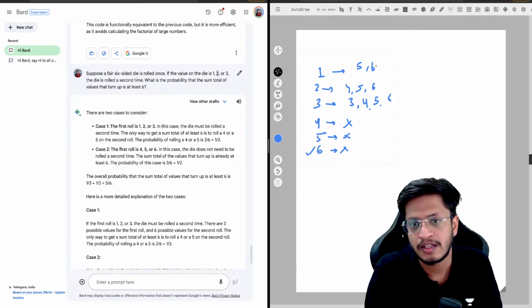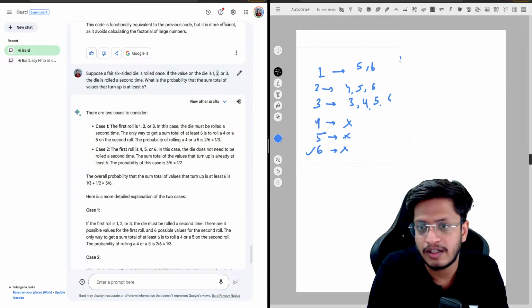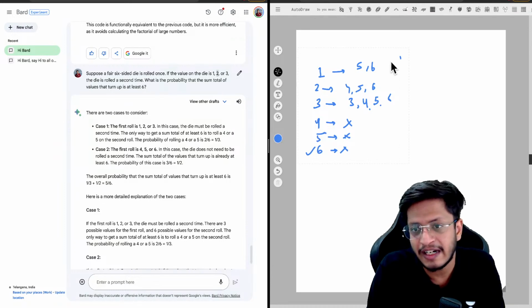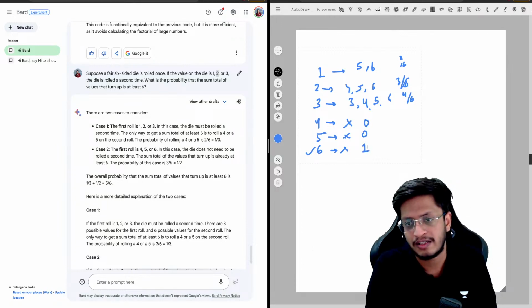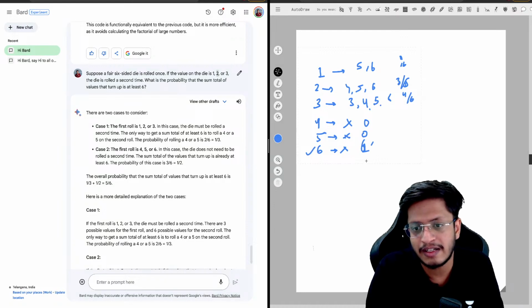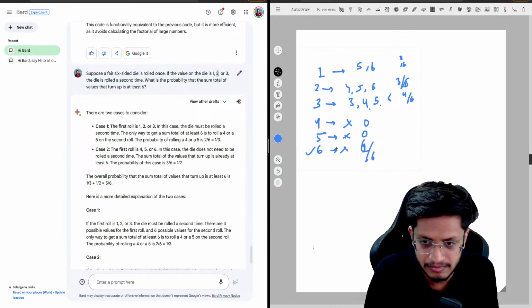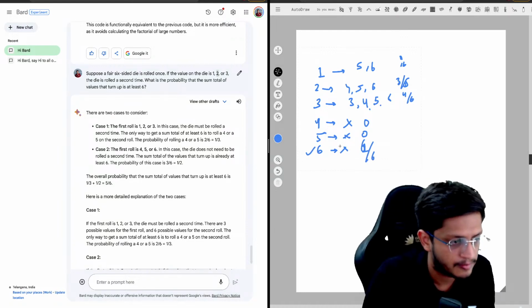So in this case, for the second draw the chances are 2 by 6. Here for the second draw the chances are 3 by 6. Here for the second draw the chances are 4 by 6. Here the chances for the second draw are 0. Here itself it's 0, but here you can consider it as 1, like 6 by 6, because you don't need the second draw.